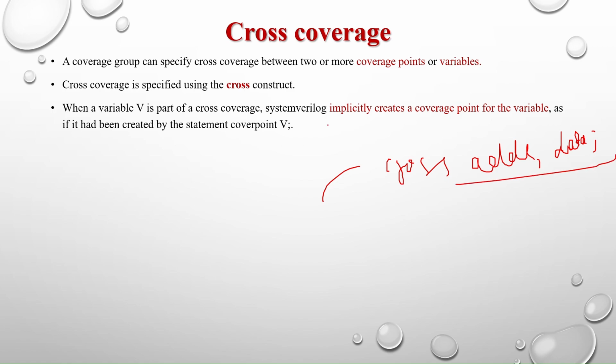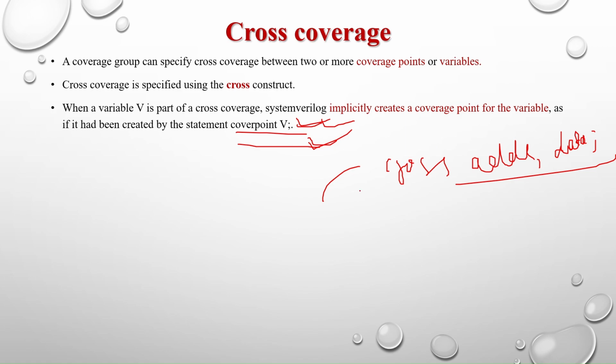But SystemVerilog implicitly creates a coverage point for the variable. When we write cover point address, cover point data, then the implicit bins are created. But we want only the cross product between address and data. SystemVerilog will create the implicit bins for address and data, which is not required here. It will generate the cross product between address and data, and with that, it will generate the implicit bins for cover point address and cover point data, which is not required. This is what happens when we use the cross product between variables.